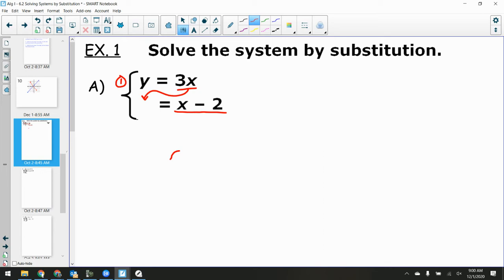So here's what I'm going to write here. I'm going to say 3x is equal to x minus 2. And now we've created an equation that we can solve pretty easily. Remember, to get rid of the little guy, I subtract the x over to both sides. That gives me 2x is negative 2. I divide by 2. That gives me x is equal to negative 1.